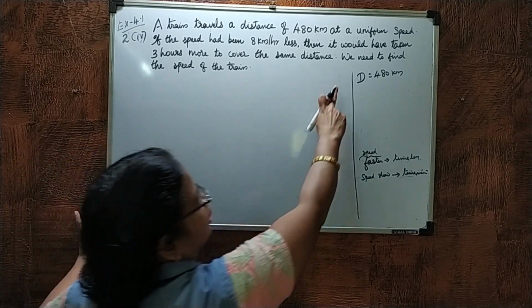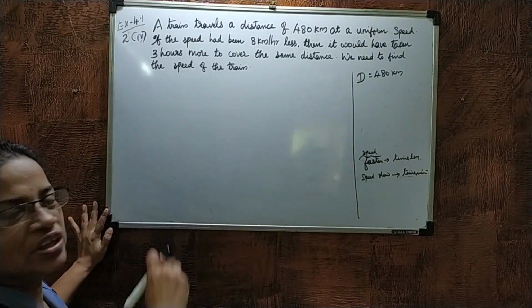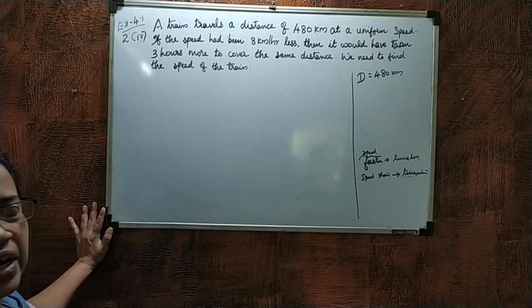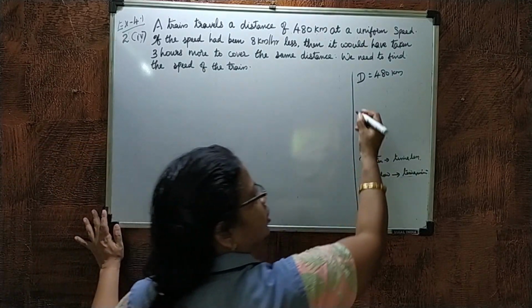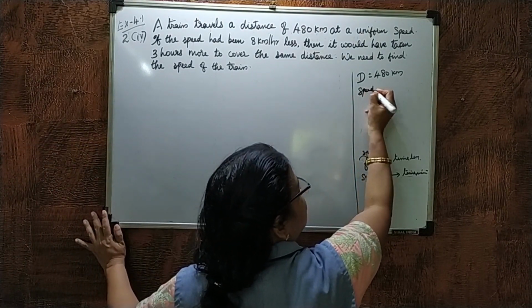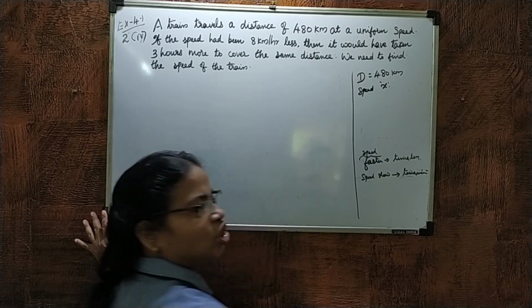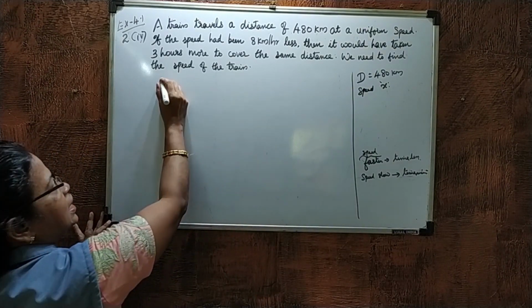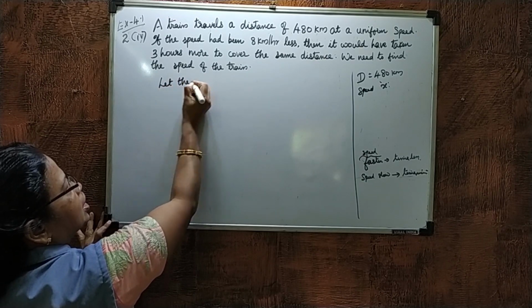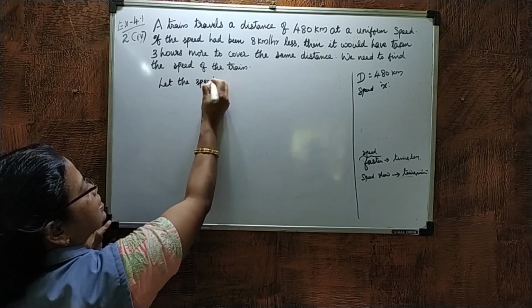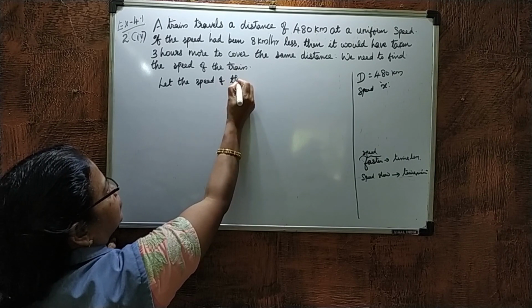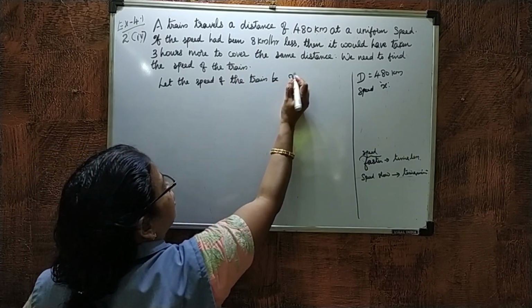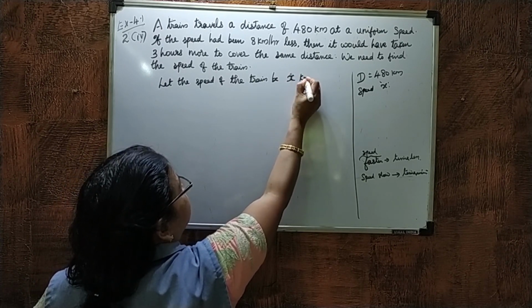Here look, we need to find the speed of the train. So we have to find the speed of the train. That means we have to take the speed as x kilometer per hour. So what will be the first sentence? Let the speed of the train be x kilometer per hour.